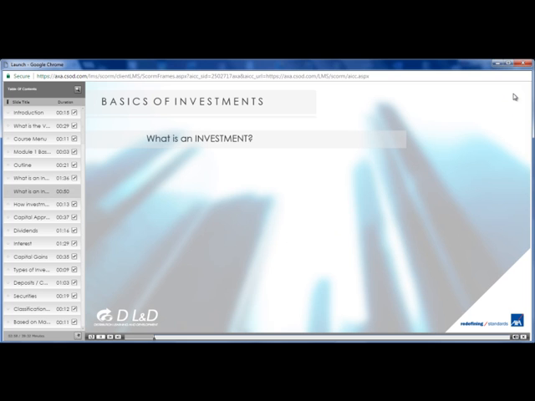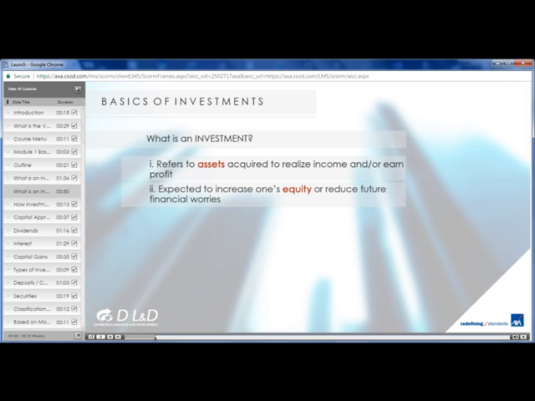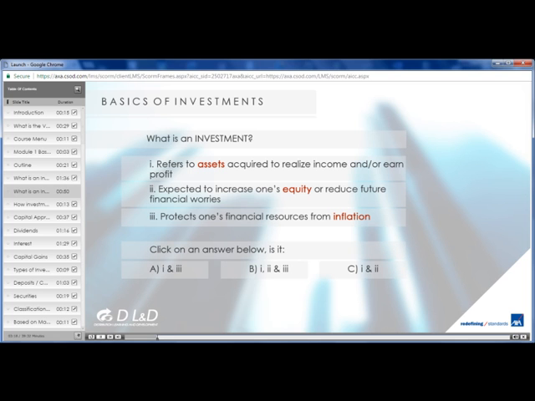Now let's answer the question. Is an investment something that refers to assets acquired to realize income and/or earn profit? Is it expected to increase one's equity or reduce future financial worries? Is it something that protects one's financial resources from inflation? Click on an answer below. Is it A, B, or C?